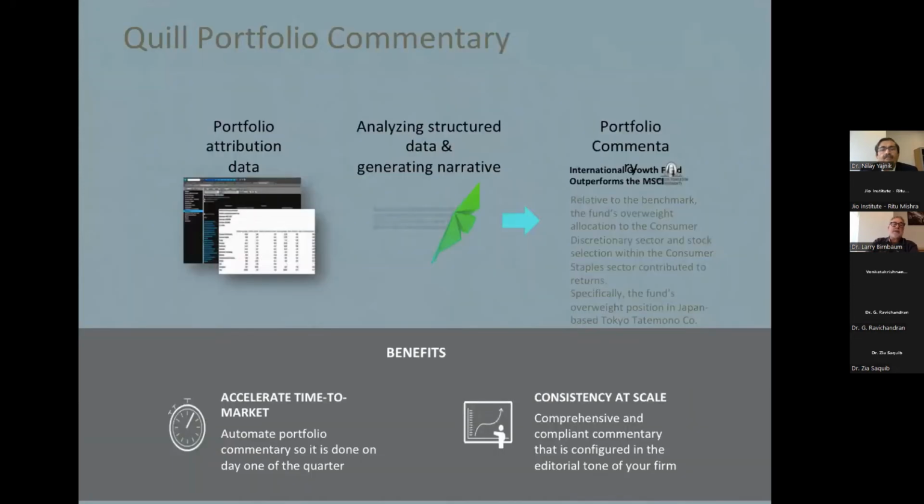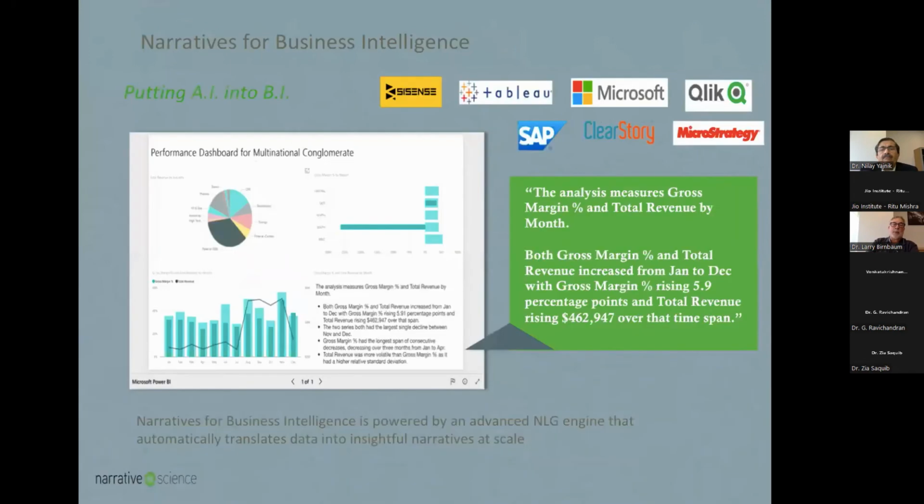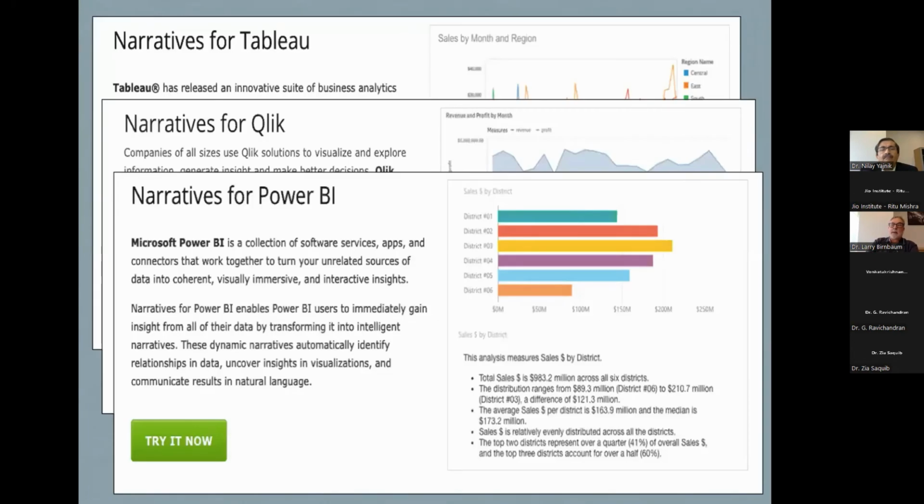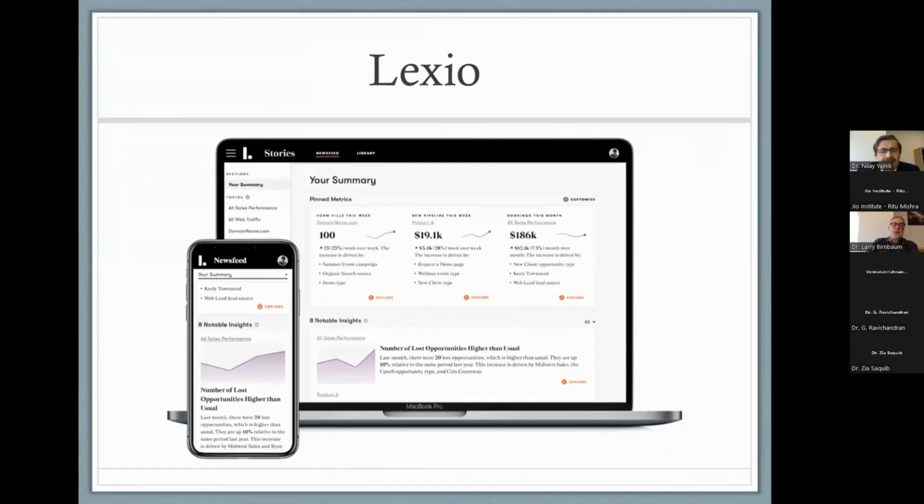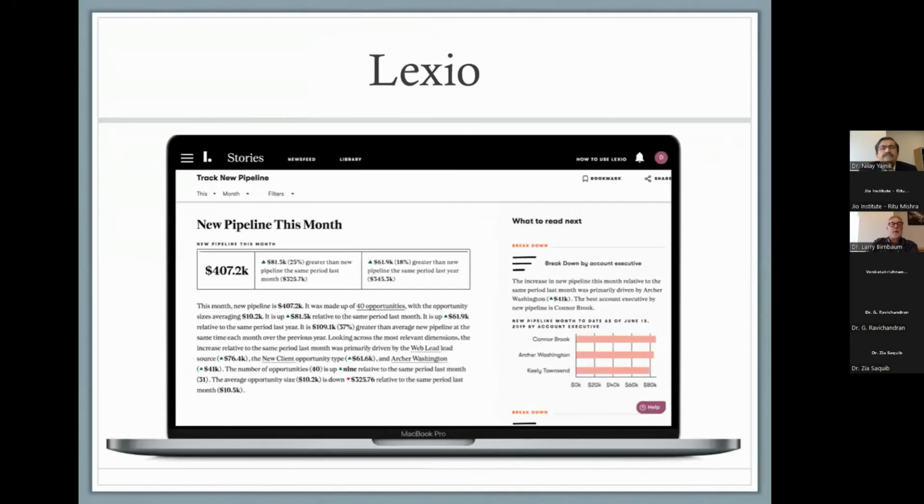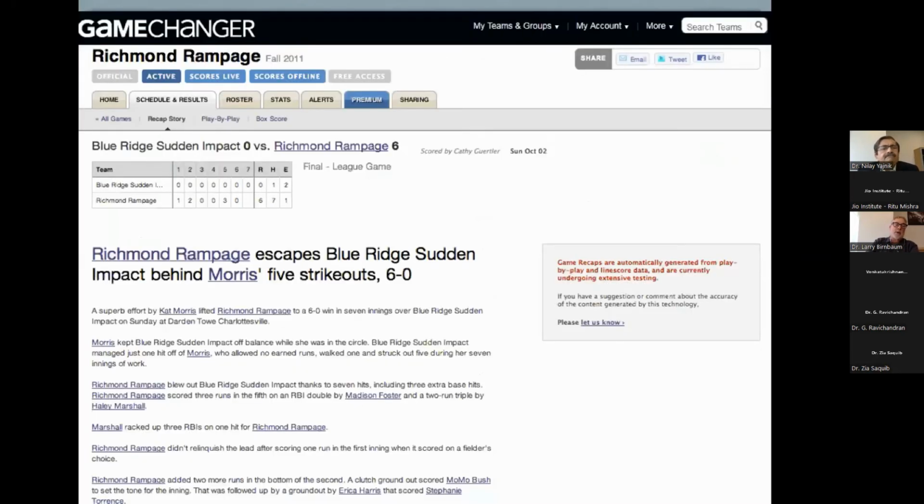The company Narrative Science has gone on to build a lot of products, and maybe the most significant for the outcome of the company was that we built a connection to Tableau, as well as Qlik and Power BI, that would automatically generate narratives based on visualizations that you were doing. A number of other products are under development, including a product called Lexio.